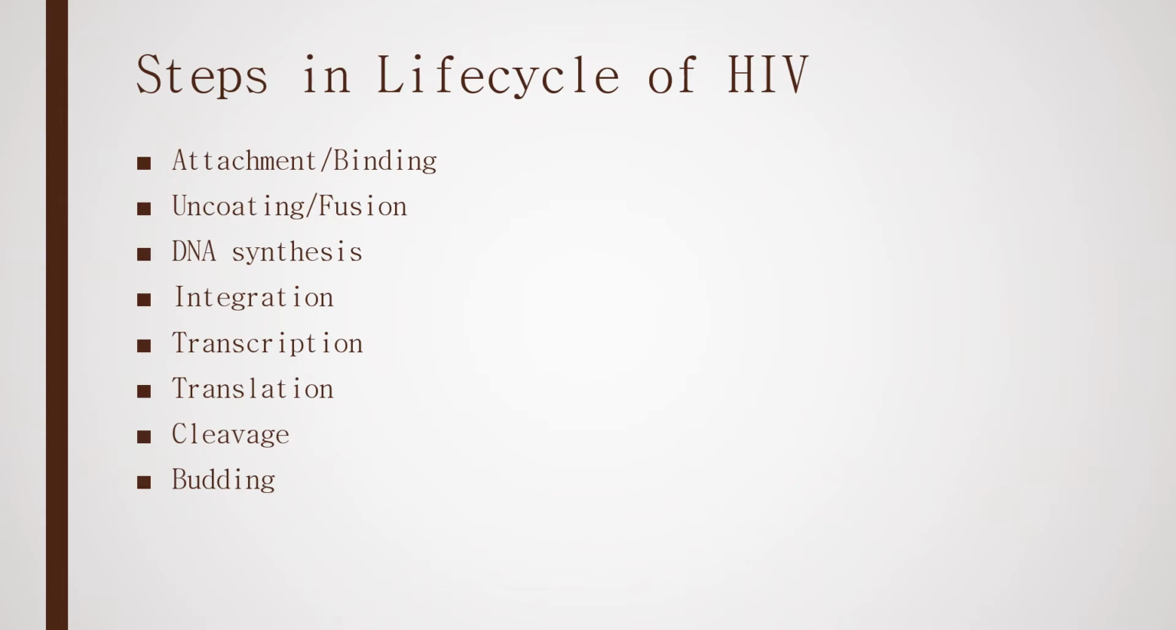In the step of attachment or binding, which is the first step, the gp120 and gp41 glycoproteins of HIV bind with the host's uninfected CD4 receptor and chemokine co-receptors, usually CCR5, which results in fusion of HIV with the CD4 T cell membrane.